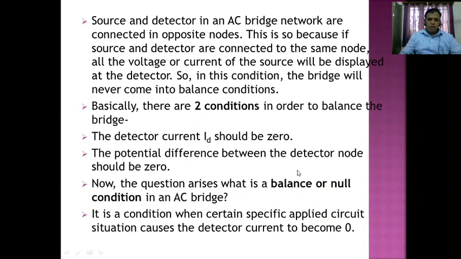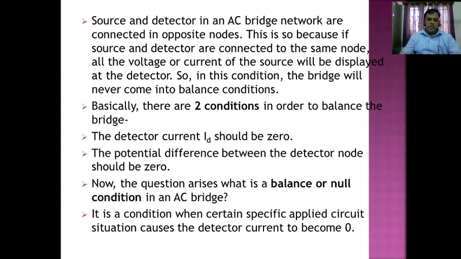Now the second thing is, basically, there are two conditions in order to balance the bridge. The detector current ID should be 0 and the potential difference between the detector nodes should be 0. Now the question arises, what is a balance or null condition in the AC bridge? It is a condition when certain specific applied circuit situation causes the detector current to become 0.